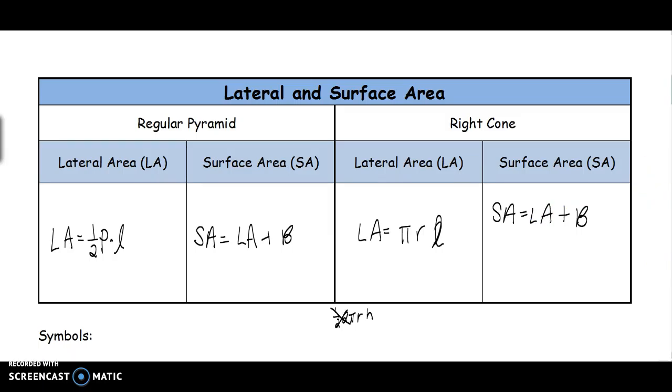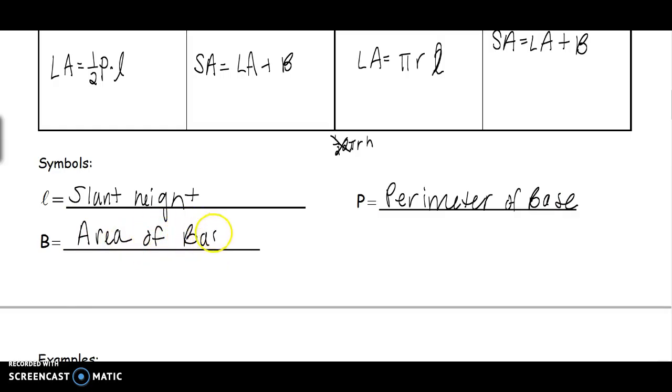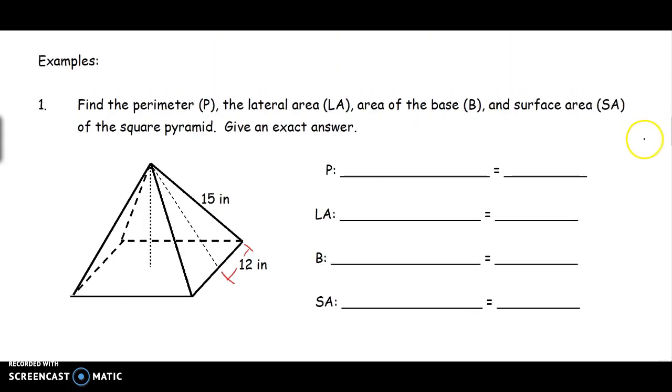So the symbols that we have, remember, slant height is represented by a cursive L. P is your perimeter of the base. And B is the area of the base. So it's just like we did yesterday when we are coming up with these equations, okay, but we may have to do one or two more steps. So it says find the perimeter, the lateral area, base, and surface area of the square pyramid.